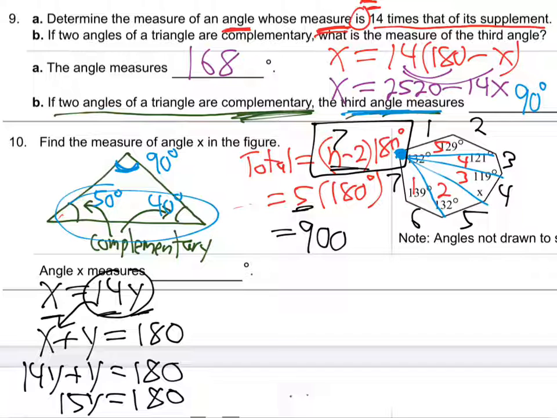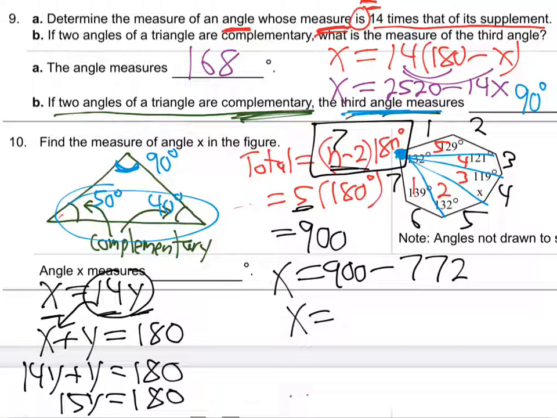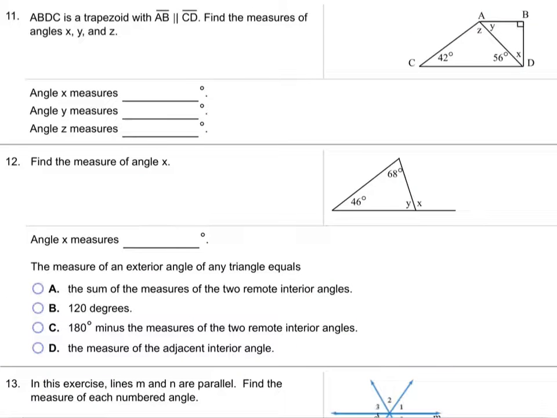So 900 total degrees. And then x must be whatever, 900 minus, what did all those other ones add up to be? 772? Yeah, so just add up all the other ones on your calculator and subtract, huh? What is that, 128? X must be 128 degrees. Are we good there? All right. Let's keep moving ahead.